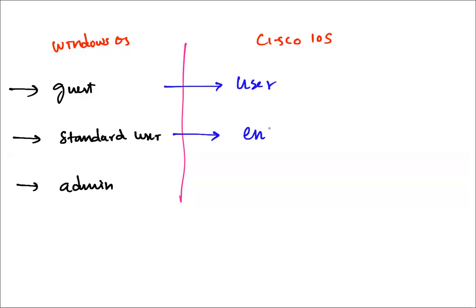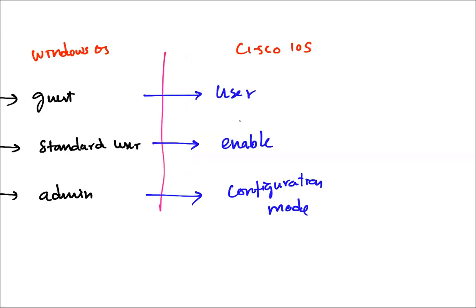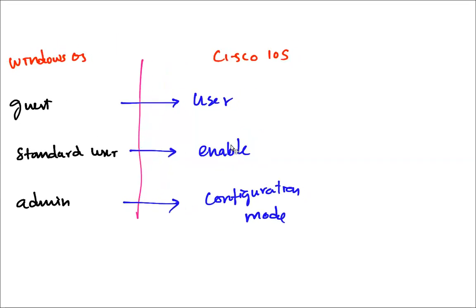Here we have something called enable mode. And then for admin, we're going to call it configuration mode. So user mode, enable mode, configuration mode. These are the three modes that we have in Cisco IOS.